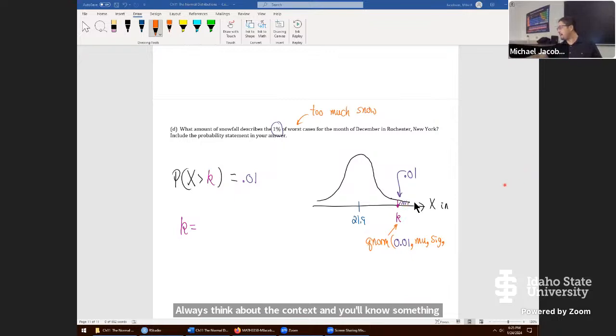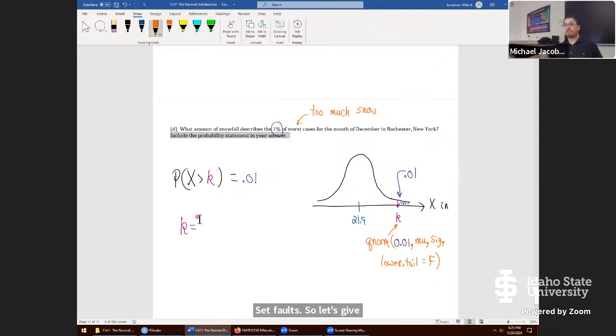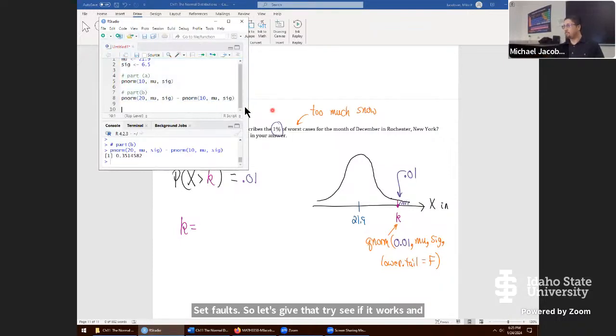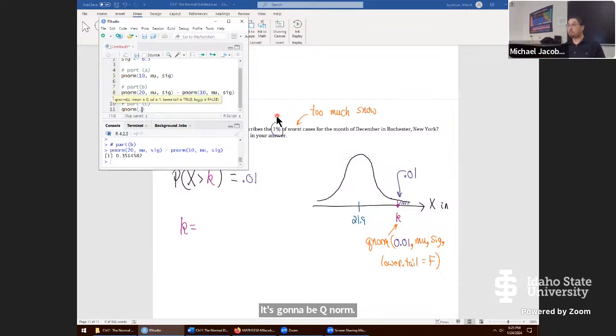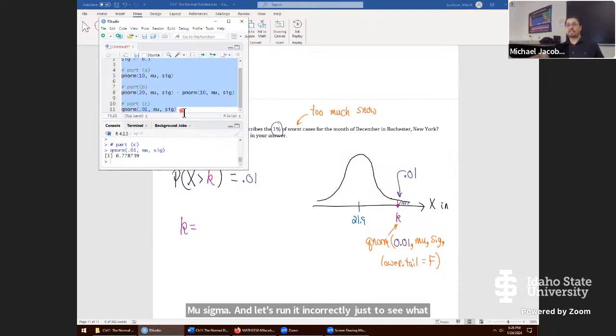Then we'd go back and just correct by that last input, lower.tail set false. So let's give that a try, see if it works. And that will finish off really all the questions on these notes. So we're just about there, folks. This one is part C. It's going to be qnorm, input, the probability from the question, 0.01, mu, sigma, and let's run it incorrectly just to see what happens. That is always exciting. If we didn't put lower.tail as false, we would have gotten about 6.8 inches.